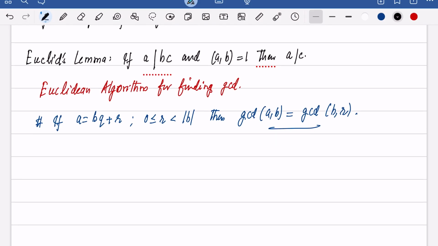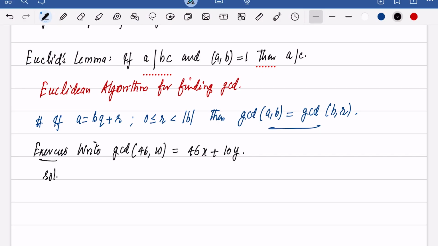So now we take up an exercise. In the solution, we first of all write 46 and divide it by 10. So we have 10 into 4, that is 40. 40 plus 6 is 46. So 6 is the remainder. Now we divide this 10 by 6.